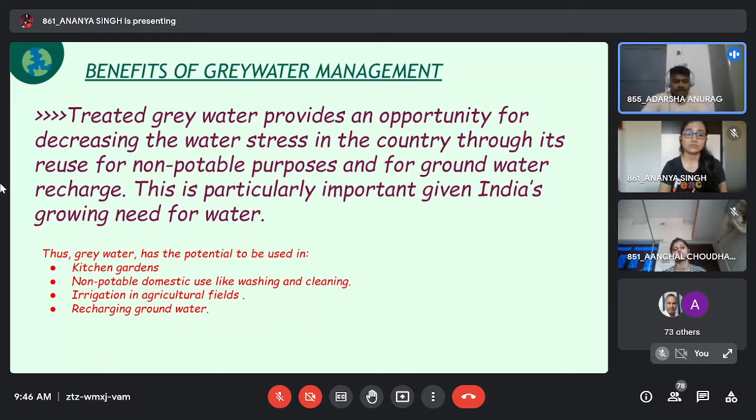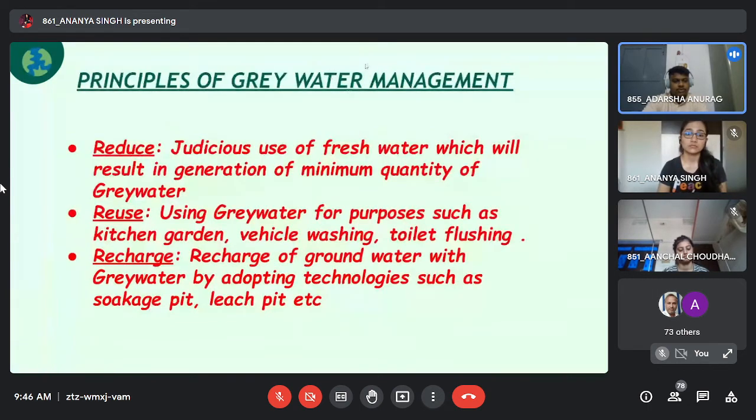Effective policy design and technical intervention can turn the challenge of managing grey water into a resource. Thus, grey water has the potential to be used in kitchen gardens, non-potable domestic use, irrigation of agricultural fields, and recharging groundwater. These are some of the principles of grey water management.